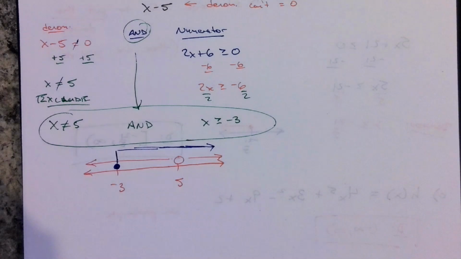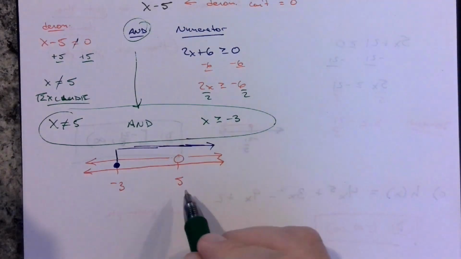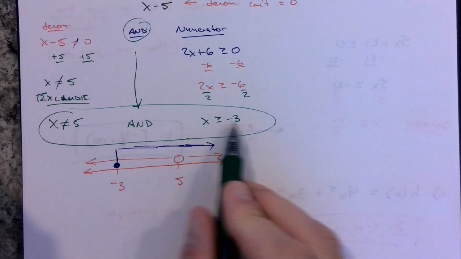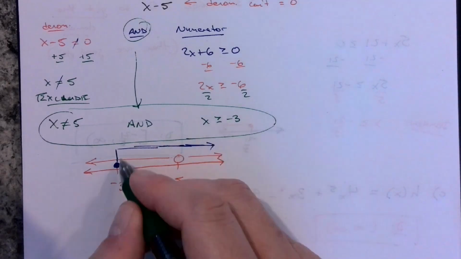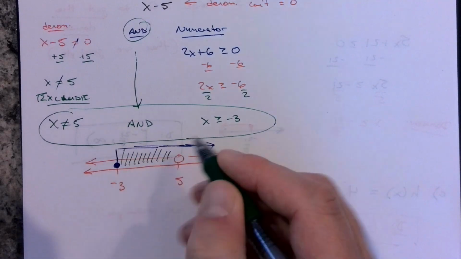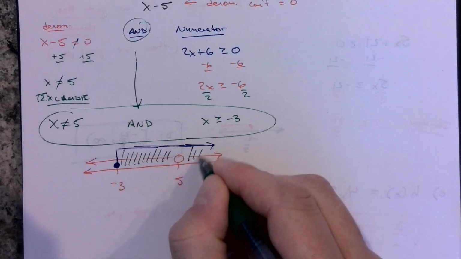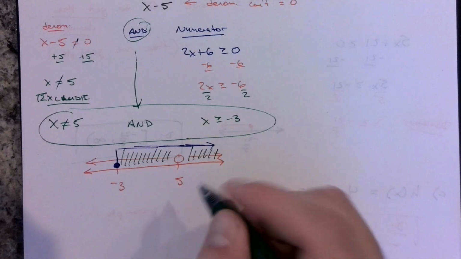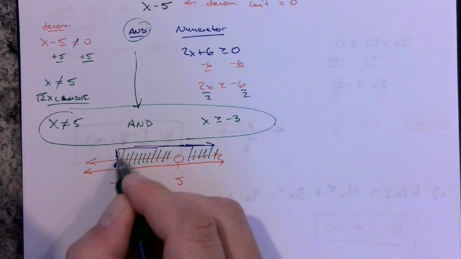And what I'm saying is I want the overlap, what they have in common, all the good points. Well, the good points are where x doesn't equal 5 and x is greater than or equal to negative 3. Well, where is that? Well, x is greater than negative 3 and not equal to 5, all in here, and not at 5, and then all over here. Right, and there is an overlap right at negative 3 itself, right?